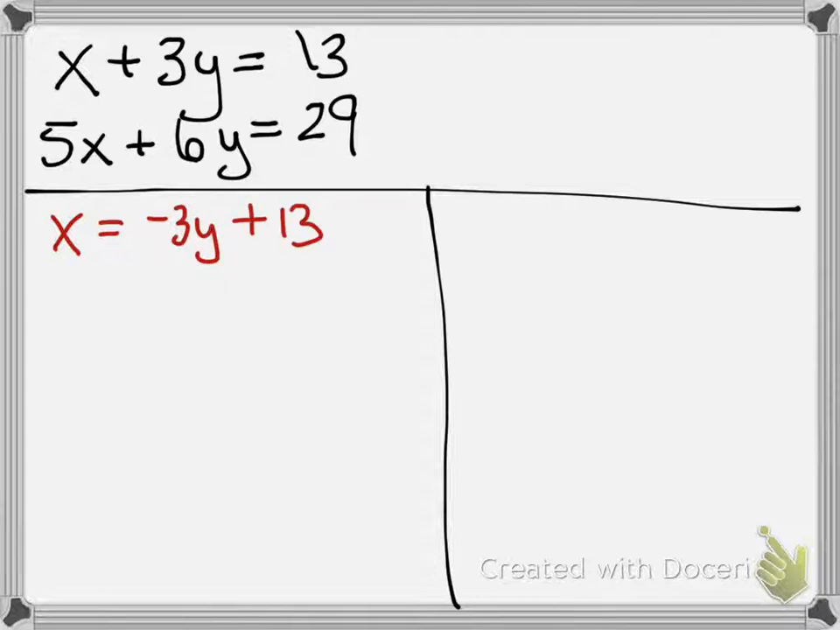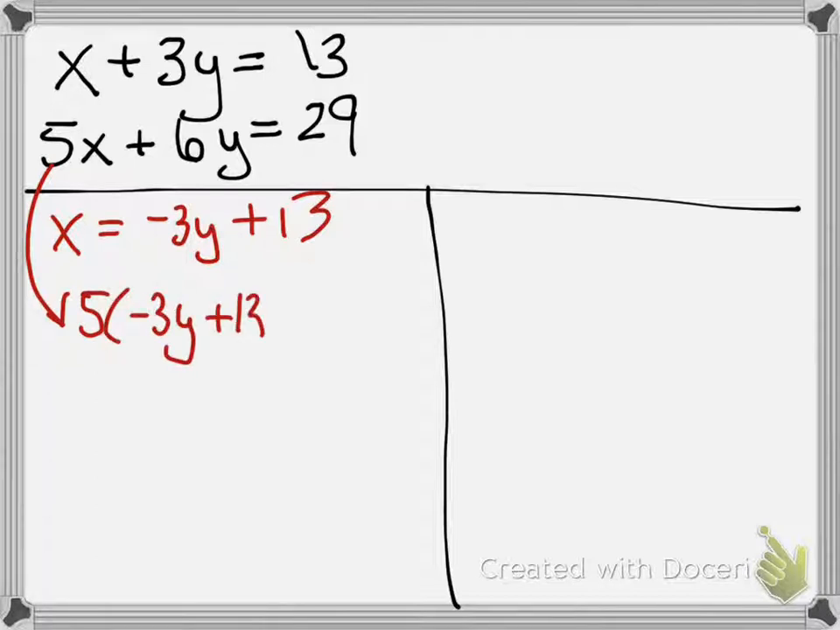What I did there is I said to myself, how can I take this 3y and bring it over to the other side? When you bring it over to the other side, it becomes negative. So I decided I'm just going to move it over, and that's what I did there. So then, if x is the same thing as negative 3y plus 13, then in the second equation, 5 times x would be 5 times negative 3y plus 13, plus 6y equals 29.